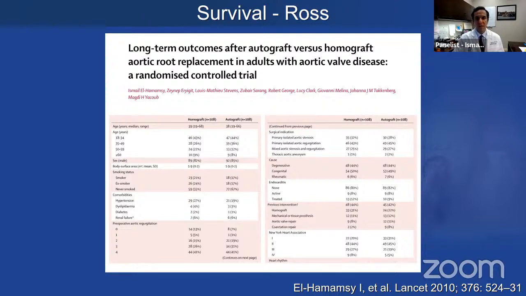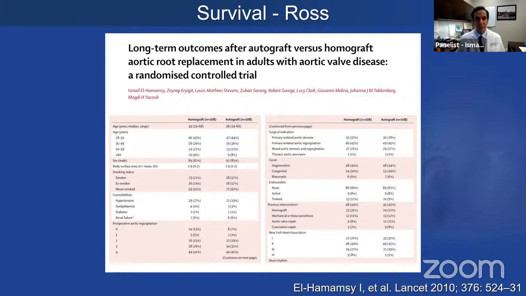The reason why aortic homografts were used as the control group is because of their hemodynamic results. And hemodynamics in the 90s was thought to correspond to better durability when putting a homograft or a tissue valve, and bioprosthetic valves were still not quite up to speed in terms of their performance in young adults. And so these patients were aged 39 at the time of surgery.